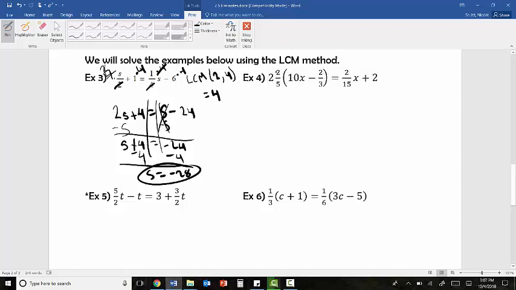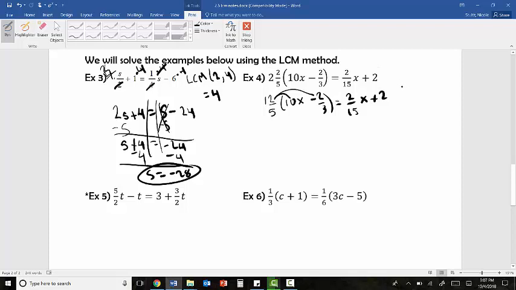Number 4, we can't do a mixed number times an integer, so we need to change this into an improper fraction. So let's go ahead and make this 12/5. And inside our parentheses, we still have 10x minus 2/3. And over here we have 2/15 x plus 2.